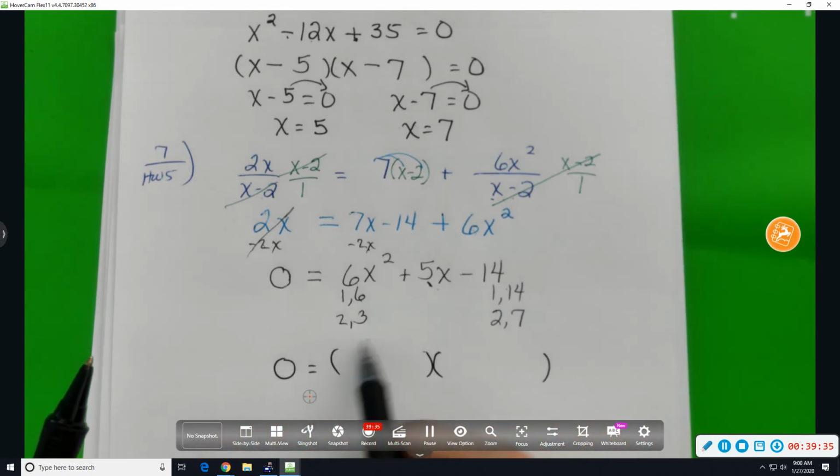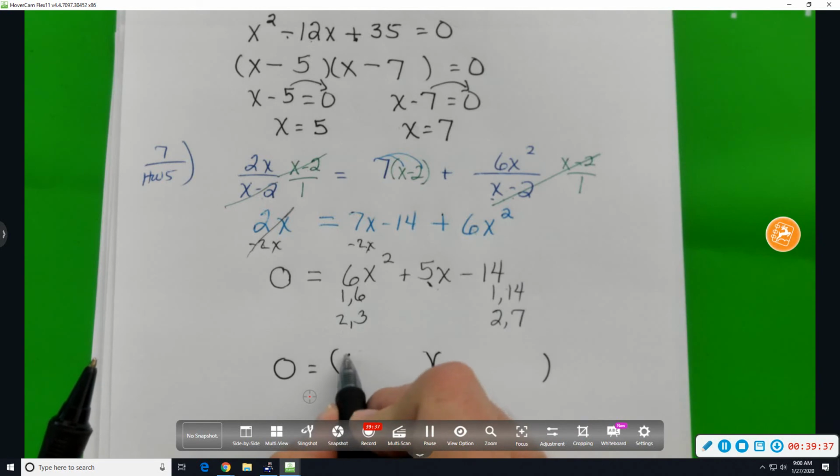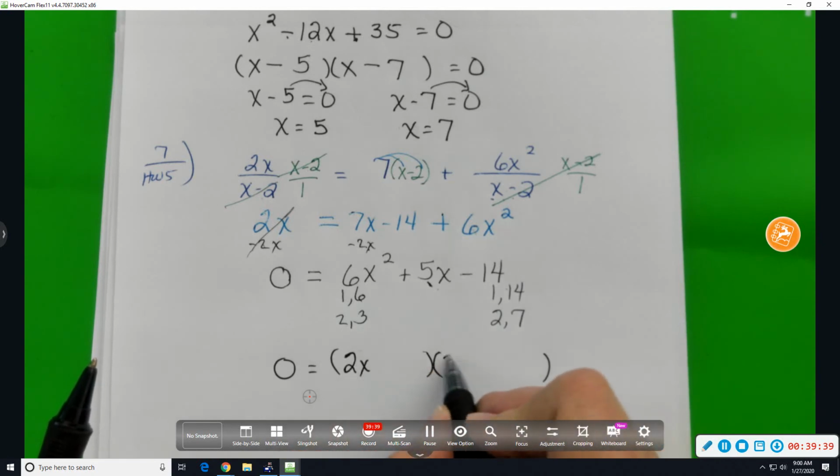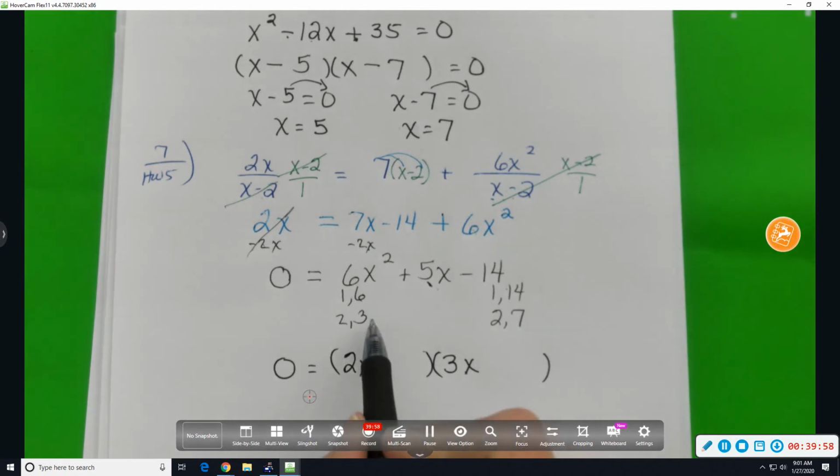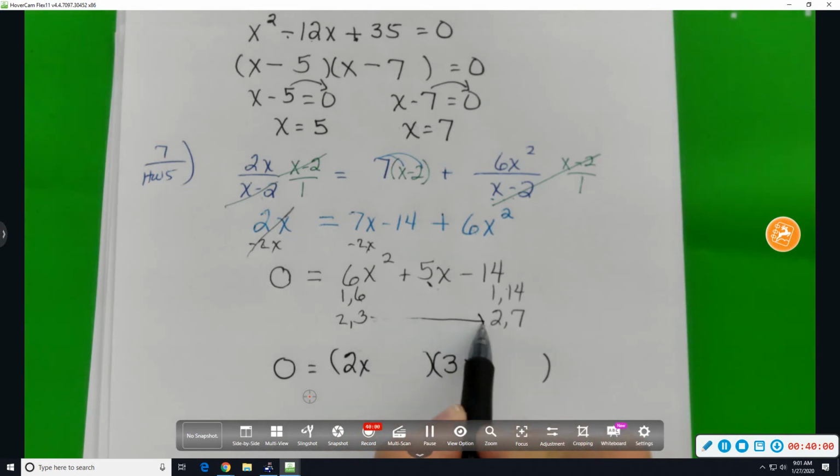I think I'm going to try the 2x and 3x with the 2 and 7. But, no guarantees that's how it's going to work. And I don't think it is. No, it's not going to work with a 2, 3 and a 2, 7. So this is what I'm trying first: 2, 3 paired with a 2, 7.